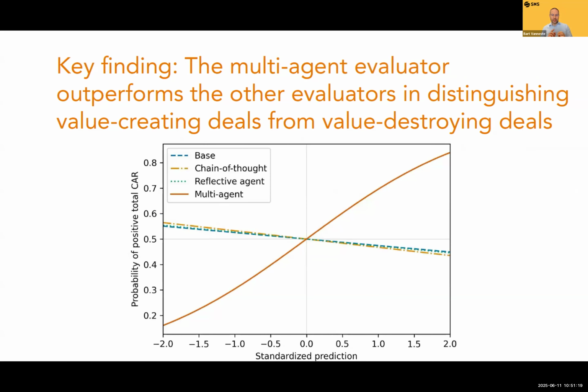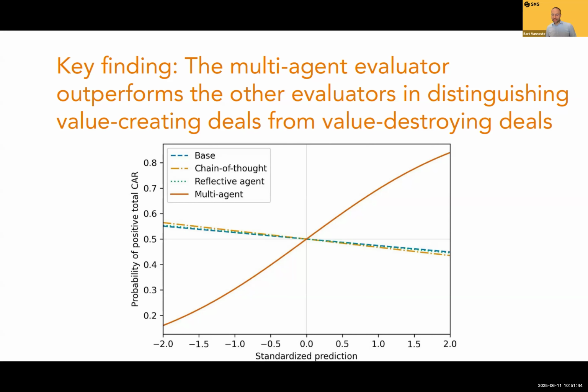Here, what you see is the 4 conditions: base, chain of thought, reflective agent, and multi-agent. And each line is 3 different LLMs. So it's Gemini, GPT, and I'll have to check the third one. It's probably Claude. Yeah, it's Claude.